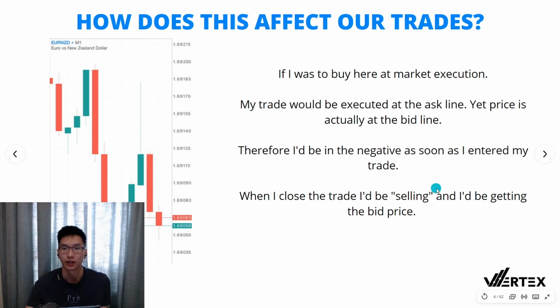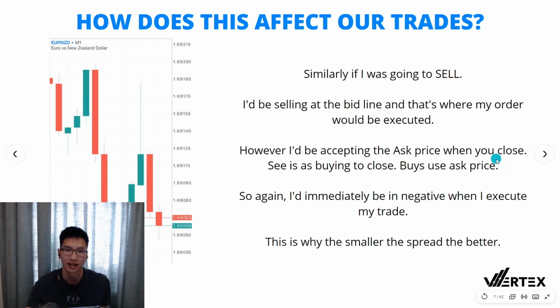As soon as you trade, you will be in a loss. This is why you always enter the trade and you see red immediately. This is normal, and this is why this happens. When I close the trade, I'd be selling and I'd be getting the bid price. So, for example, if I bought here and price came up here, and let's say price was at this wick here, but my bid line was here and my ask price was here, I would always get the bid price, which is where price actually is, where the candle shows, and the ask price above it wouldn't actually mean anything when closing the trade.